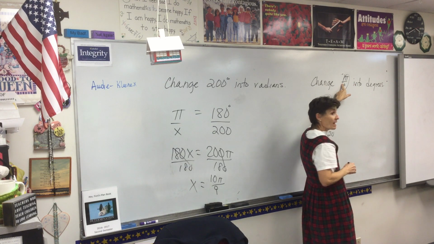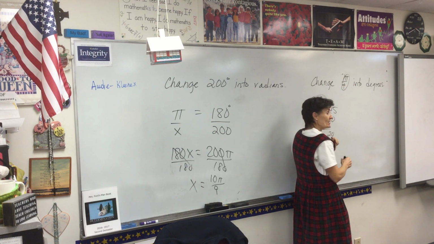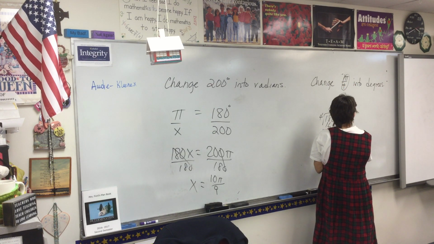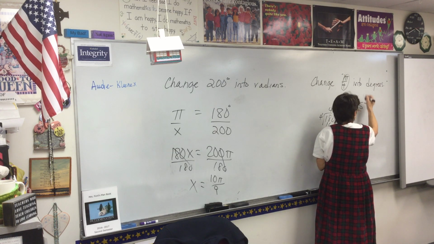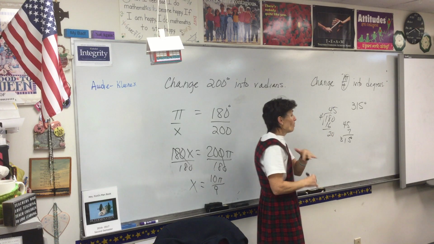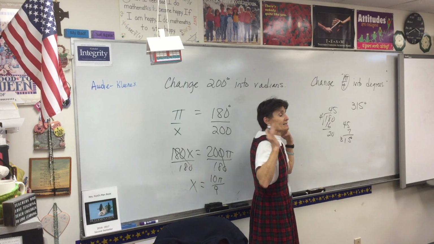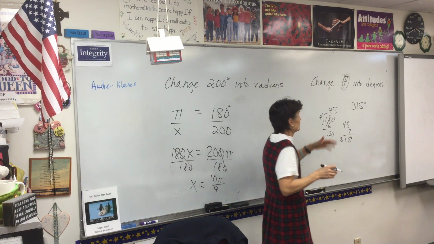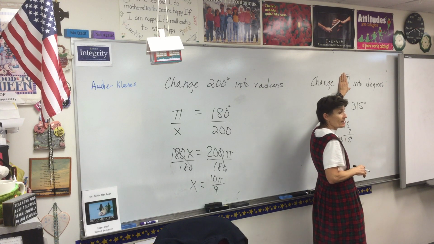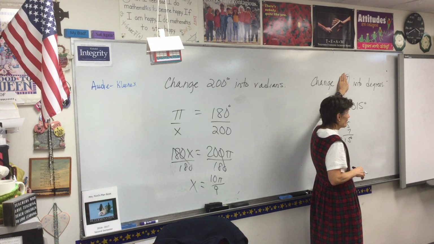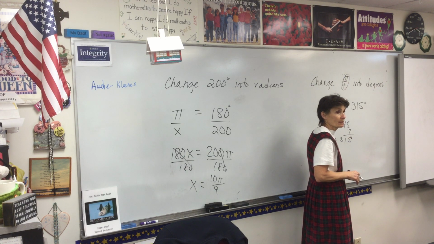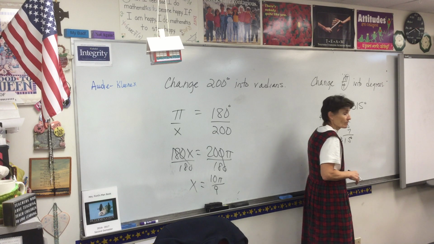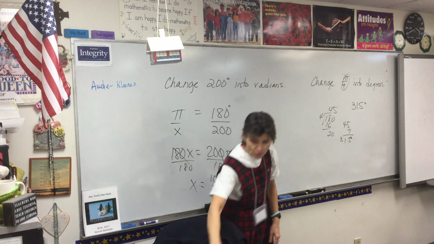So now I have to times it by 7. So 45 times 7 is 315 degrees. Don't be frightened of the arithmetic. It's easy. It's multiplication and division. Pi is 180, divided by 4 is 45, times 7 is 315. Okay? All right, so now we'll do a new problem.